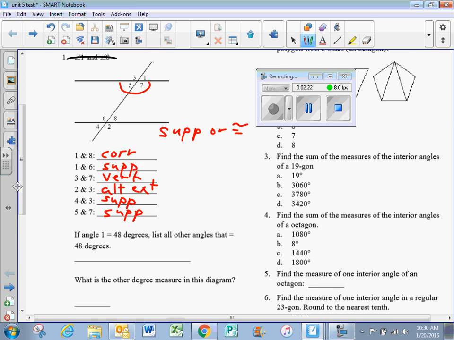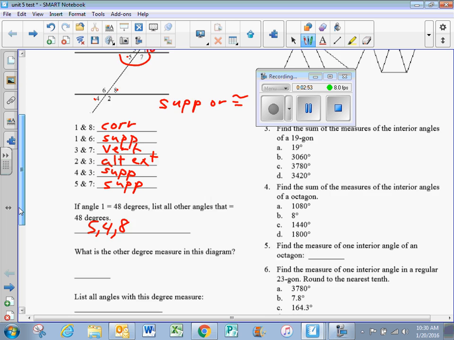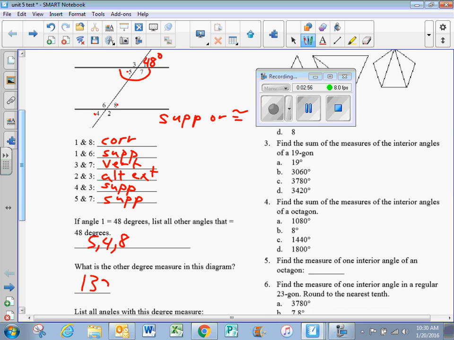All right, so if angle 1 is 48, that's this one right here, list all other angles that are 48. 5 is 48 because it's vertical. 4 is corresponding to that, so it's 5, 4, and 8 because these are corresponding. And what is the other degree measure in the diagram? That is 132 degrees because they're supplementary. So 180 minus 48 is 132.